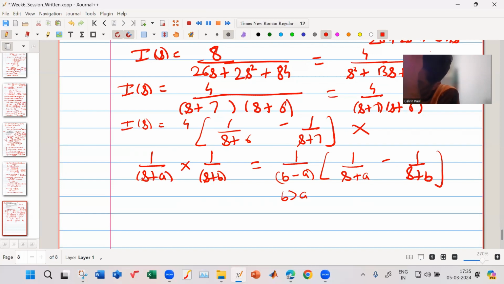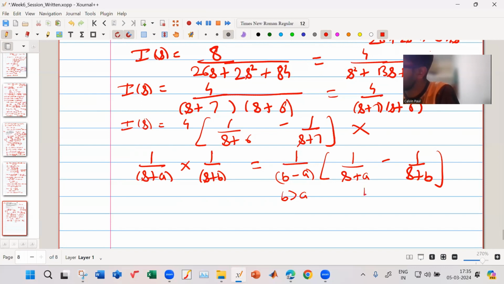It will be of this form. So this is one shortcut formula. Instead of going through the pain of doing partial fractions, I can use this formula: 1 upon (S plus A) into (S plus B) I can write as 1 upon (B minus A), where B is greater than A, into [1 upon (S plus A) minus 1 upon (S plus B)].